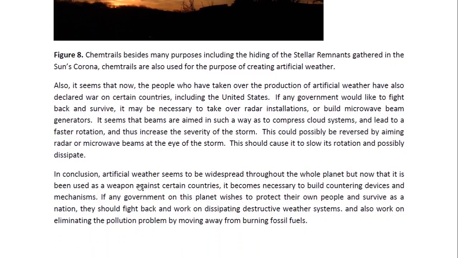So in conclusion, artificial weather seems to be widespread throughout the whole planet, but now that it is being used as a weapon against certain countries, it becomes necessary to build countering devices and mechanisms. If any government on this planet wishes to protect their own people and survive as a nation, they should fight back and work on dissipating destructive weather systems, and also work on eliminating the pollution problem by moving away from burning fossil fuels.